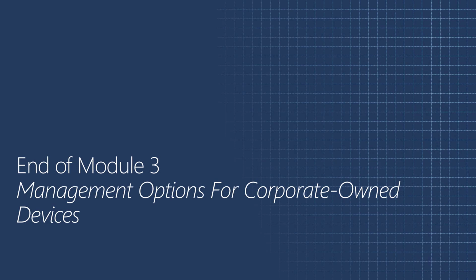This is the end of Module 3, Management Options for Corporate-Owned Devices. Here's a brief recap of what we covered. In the first module, we covered a high-level overview of Android device management, followed by management options for personal devices using app protection policies and mobile device management. In this last module, we covered management options for corporate-owned devices using Android Enterprise fully managed user devices, as well as dedicated device scenarios.